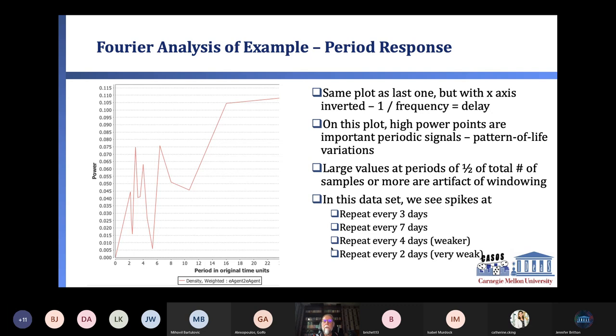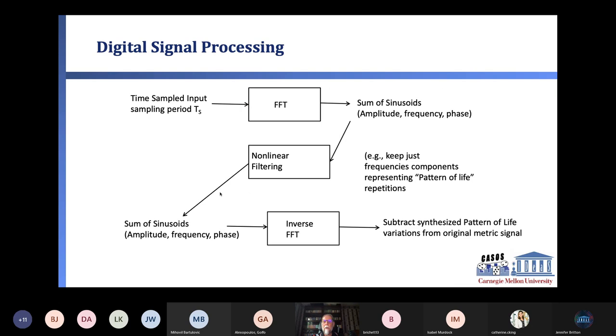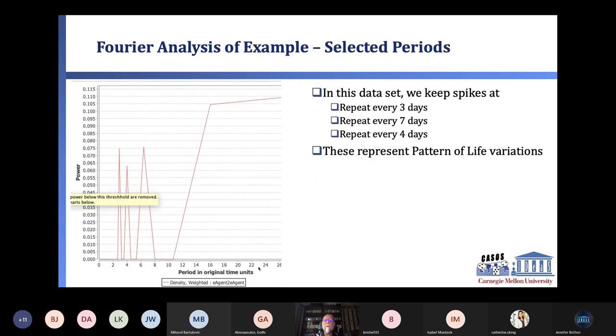Now we want to get rid of them. If we want to get rid of those periodicities, then what we have to do is take an FFT and look at those spikes and decide to only keep the ones that represent the pattern of life. Then we can do an inverse Fourier transform and subtract that time waveform from our signal.